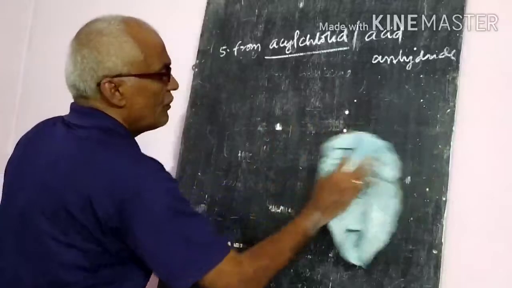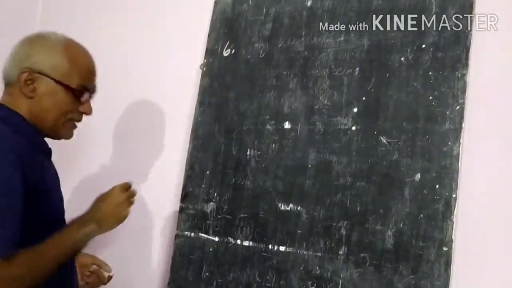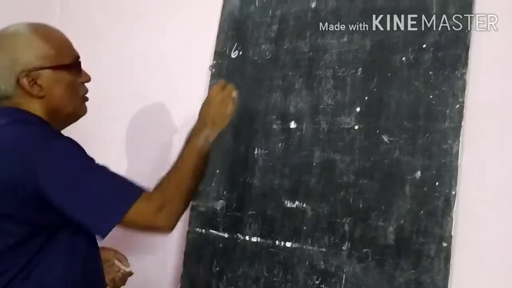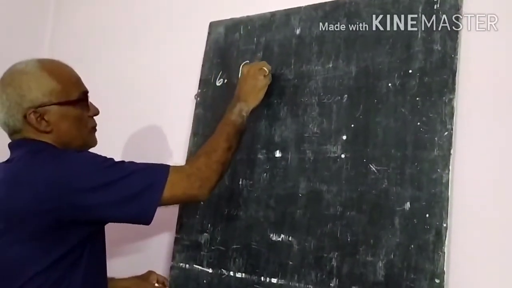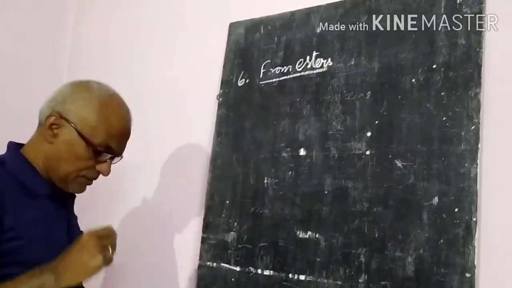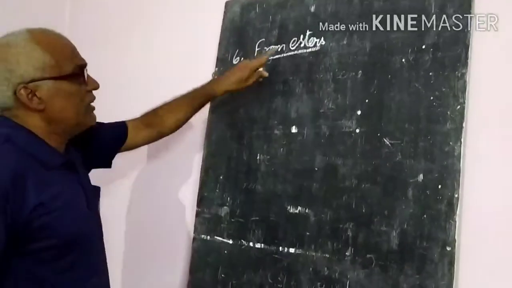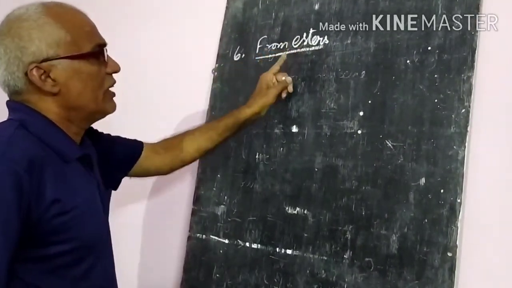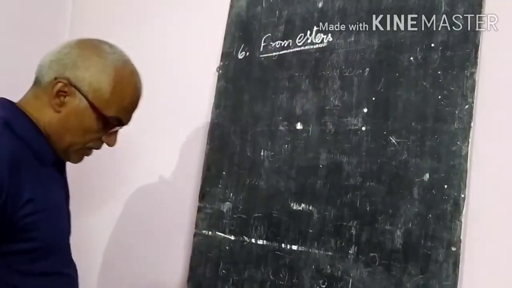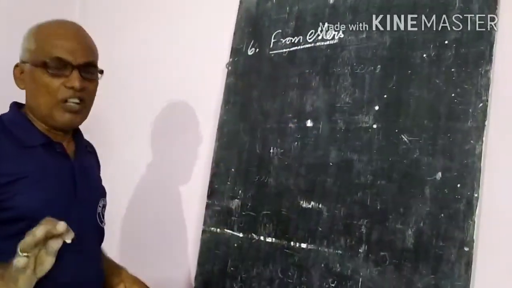So this is the fifth one, and the last one, the sixth method. So 6 methods are there. You have to write from esters. Let us see acidic hydrolysis. Acidic hydrolysis of ester will give directly the acid. That means hydrolysis will take place in the presence of water.